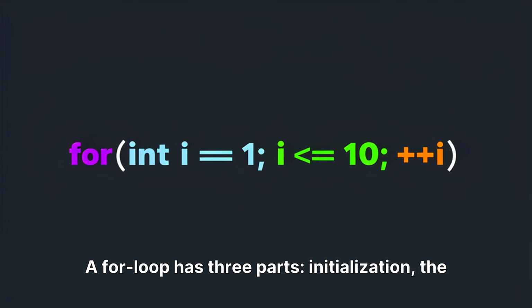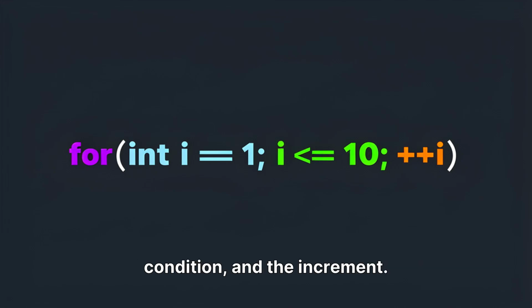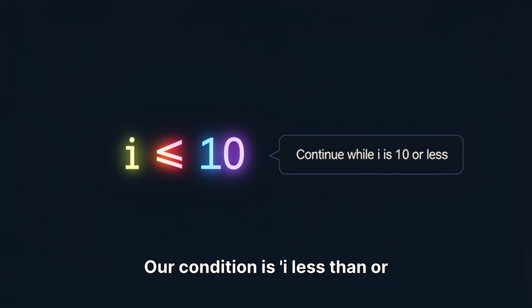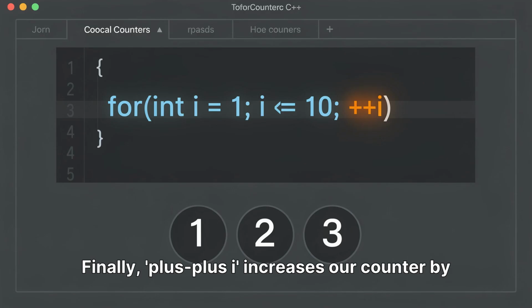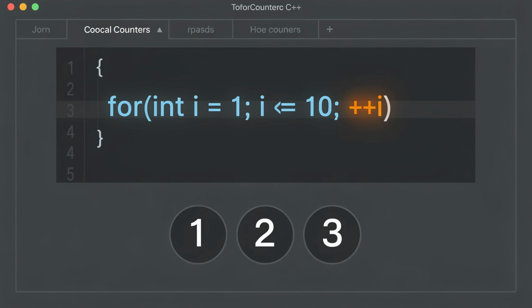A for loop has 3 parts: initialization, the condition, and the increment. We'll start our counter, i, at 1. Our condition is i less than or equal to 10. This ensures the loop runs exactly 10 times, once for each multiplier. Finally, ++i increases our counter by 1 after every turn. This keeps the loop moving forward toward the finish line.